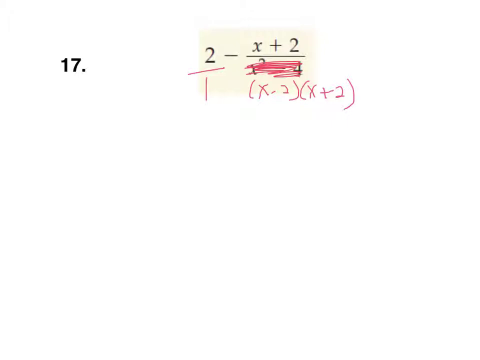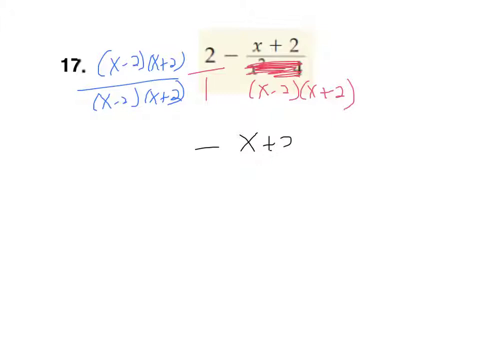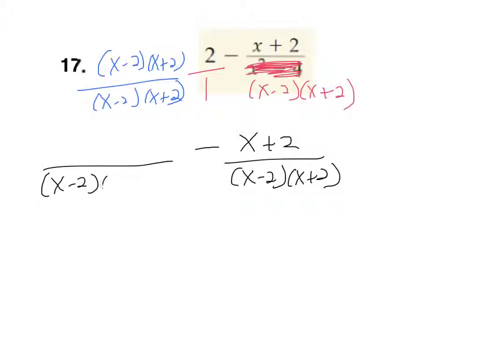So I need to multiply this first term by x minus 2, x plus 2 over x minus 2, x plus 2. Now, the denominators will be the same. So, at first, I'm not really going to change the second fraction here. I'm just going to rewrite it as factored on the bottom. And the denominator of the first fraction is also just going to be x minus 2, x plus 2, because when you multiply it by 1, it doesn't change. It's just going to stay like that.